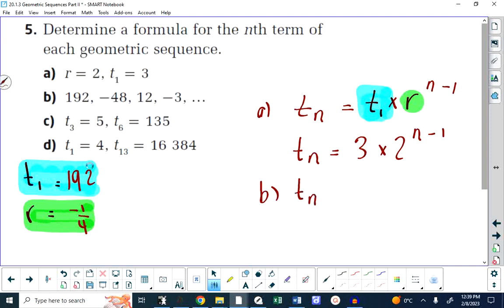T sub n equals 192, the first term, times the common ratio to the n minus 1. And because the common ratio is negative, you need to put the common ratio in brackets. When you look at C and D, we've already done the legwork for C and D when I did question 4. D actually is identical to question 4, where you say I multiply 4 by the common ratio 12 times.